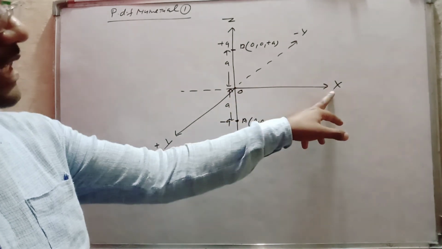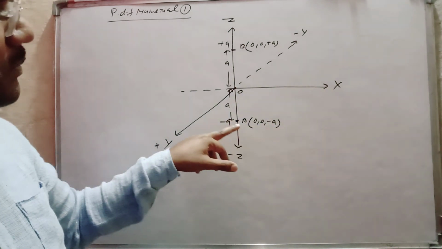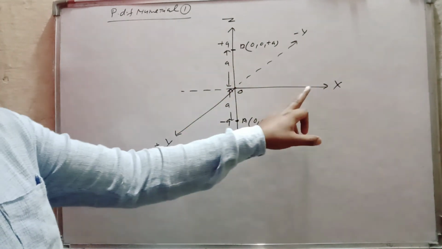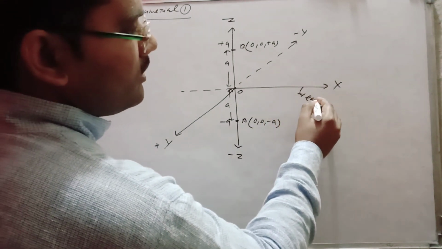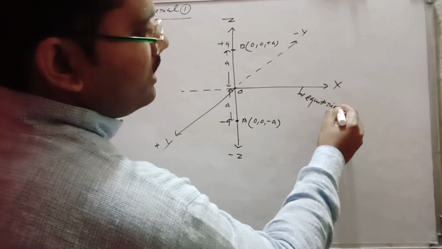Since OX is perpendicular to AB, this becomes the equatorial line.